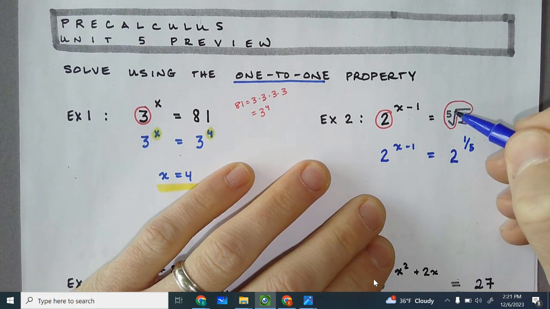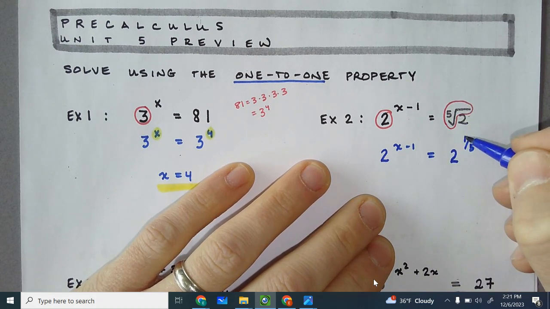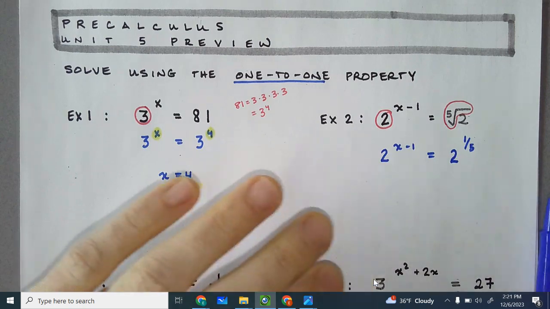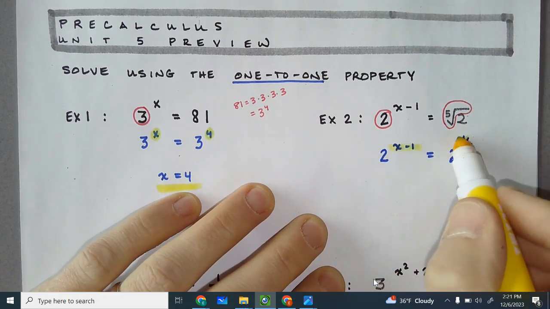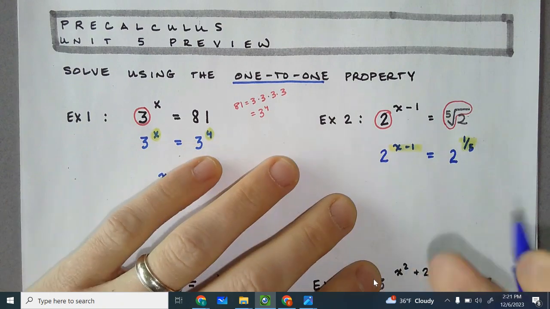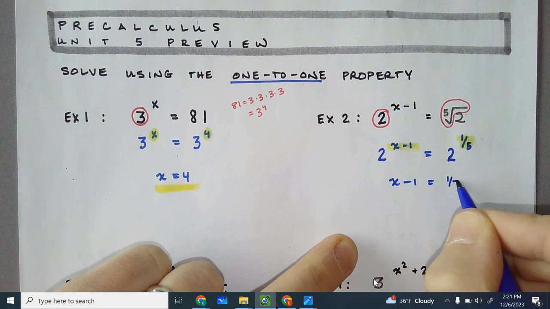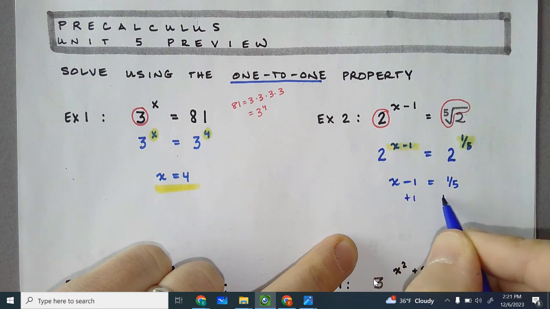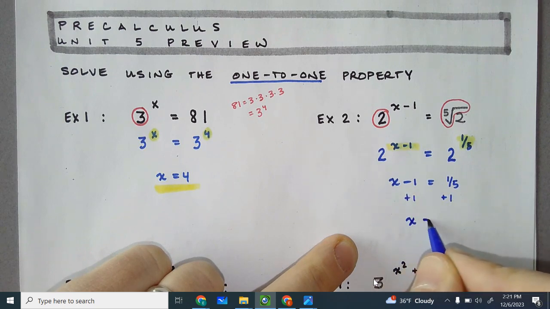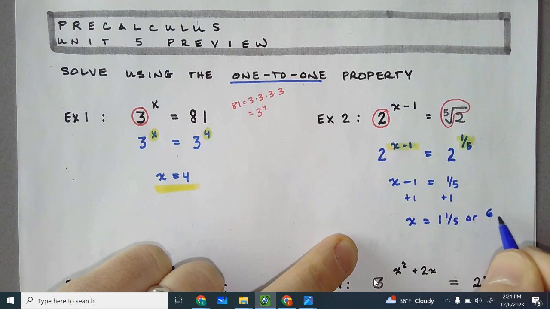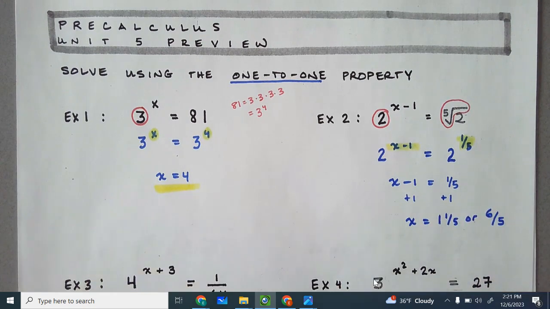Okay, so you see a root, you write it to the 1 over whatever root it is as your denominator power. Therefore, x minus 1 and 1/5, they're the same thing. If x minus 1 is equal to 1/5, and I add 1 to both sides, that means x is going to be equal to 1 and 1/5. Or if you're feeling improper, you could call that 6/5.